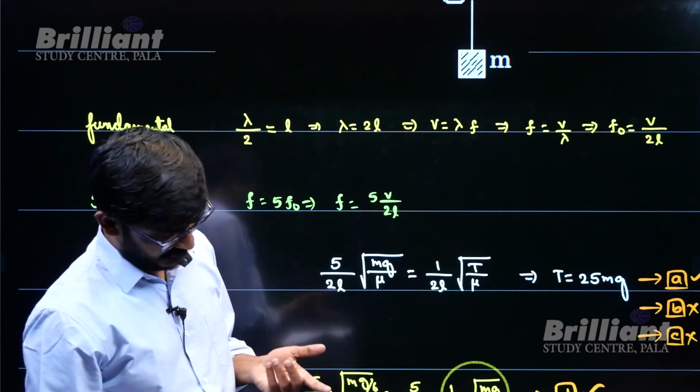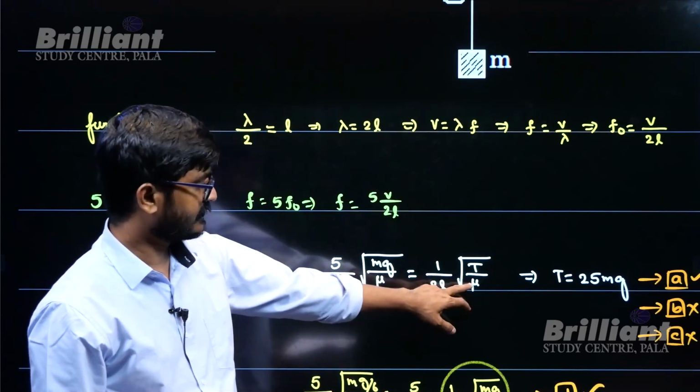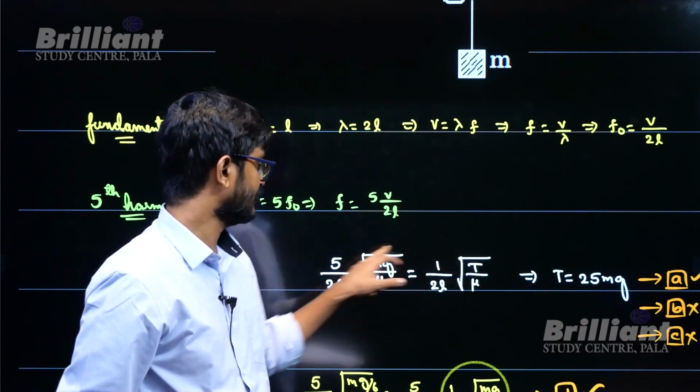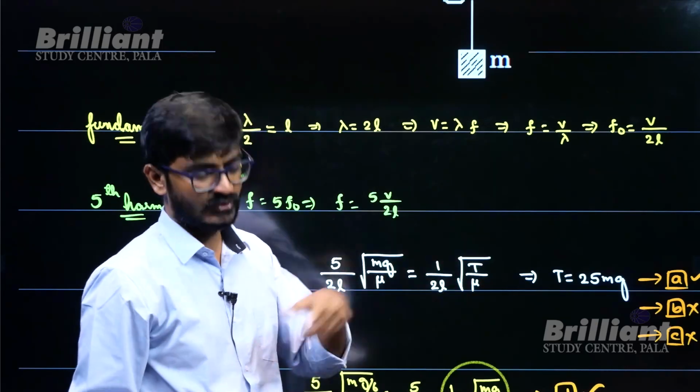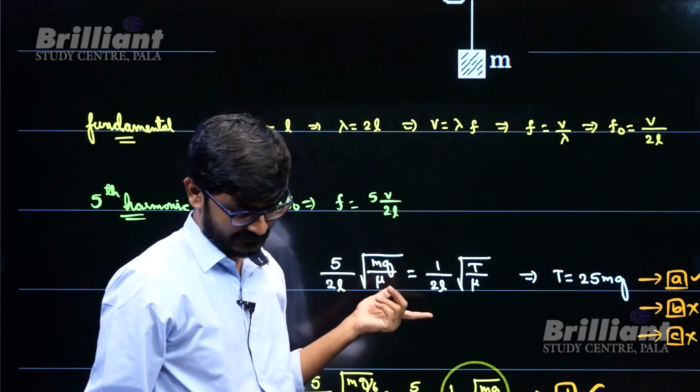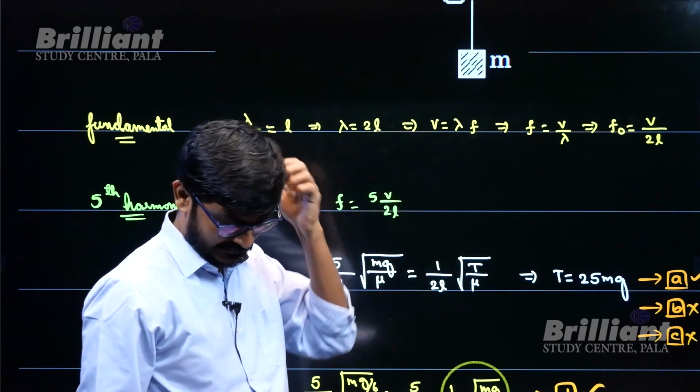Now, for the same case, if mu is fixed and you want to use it as the fundamental frequency, then what will the T value be? 25 mg. This T value has to be more than mg. But when you submerge it in liquid, what is going to happen? This T is going to become less than mg. So then also it won't become fundamental.